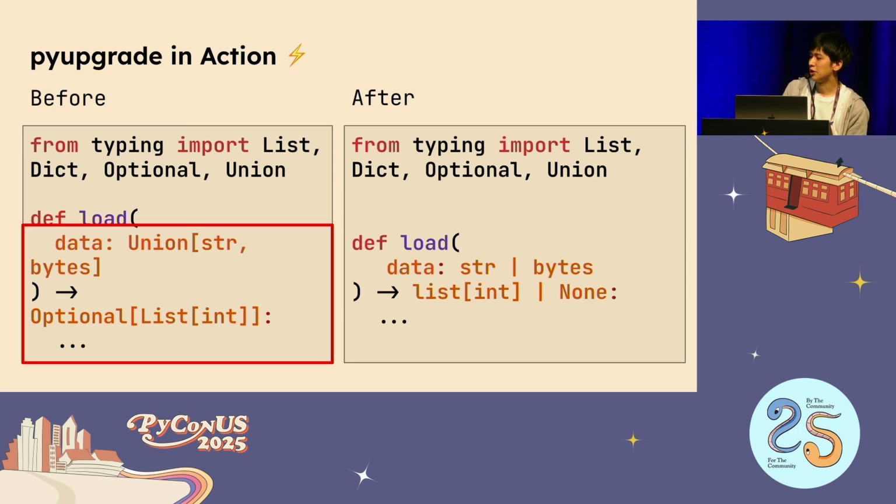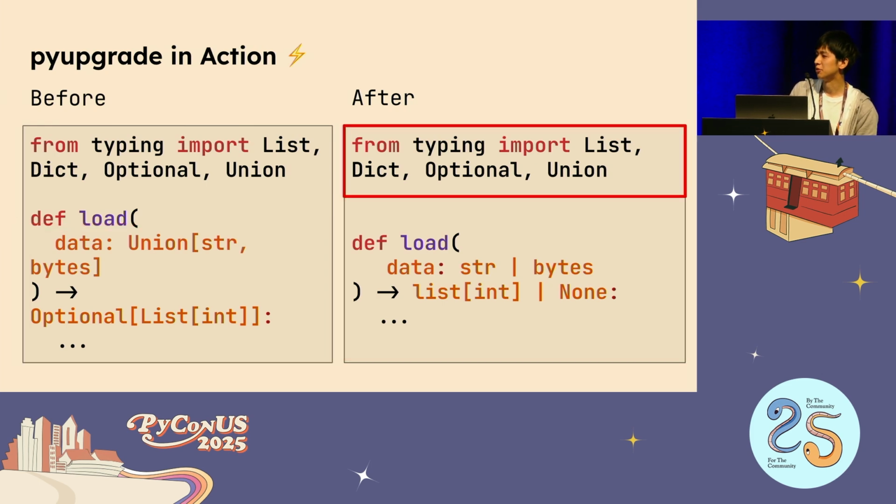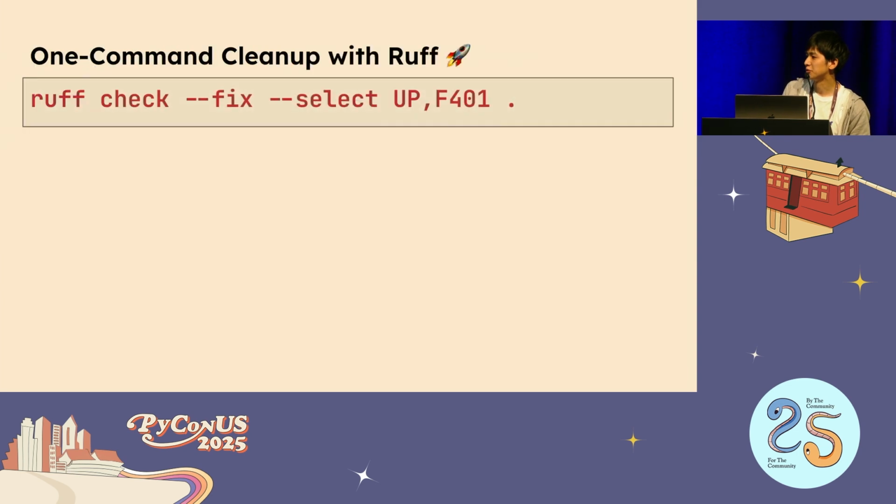The old function has an argument with Union and Optional. After that, it changes to the union operator, and Optional is replaced with the union operator and None. It's good. But we have a remaining task: we should remove the unused types. Yeah, they stay here. Not clean.